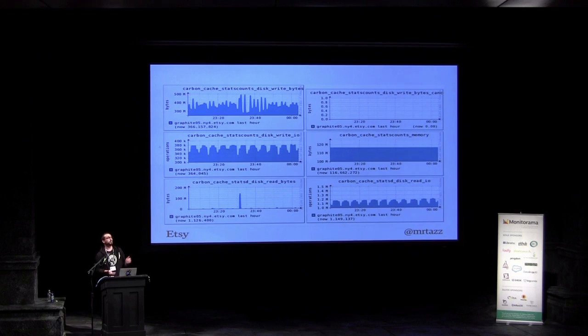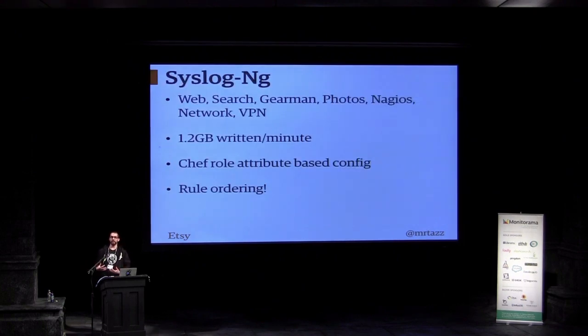Yeah, so that's mainly our graphing setup: Ganglia for system level, Graphite for application level metrics. Next up is logging. For logging, we use syslog-ng. We send everything to a single, central syslog instance. We write 1.2 gigabytes per minute. And it's also one of the things that are heavily based on Chef roles.